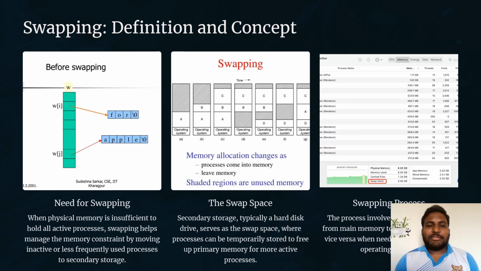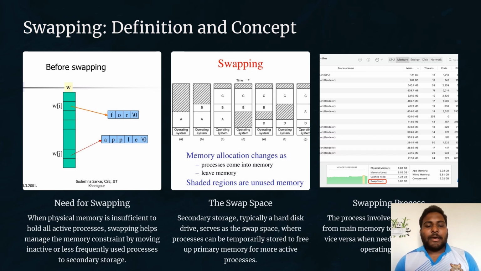Swapping. Swapping is a concept used in memory management. Here we swap the processes being performed by the user, storing them into the secondary memory and retrieving them when required. Swapping is a process which involves moving processes from the main memory to the secondary memory and vice versa, and this operation is called swapping. Need of swapping: physical memory is insufficient to hold all active processes.